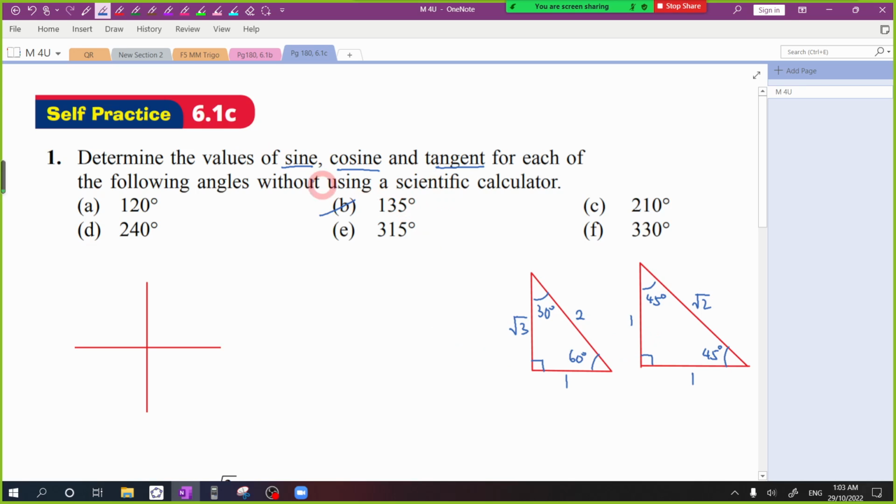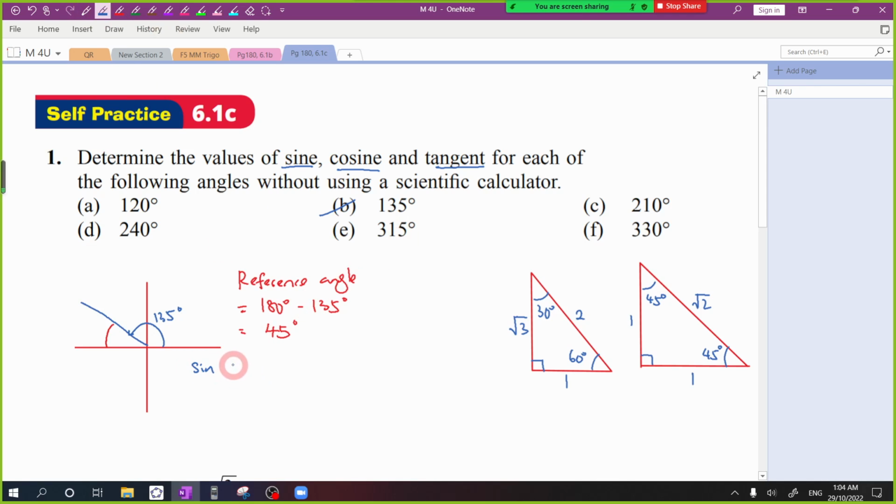Okay, 135 degree. First is to sketch this angle, 135 degree is from here all the way to here. Second, we need to determine the corresponding reference angle here, right? Okay, the reference angle is equal to 180 degree minus 135 degree. Okay, 45 degree.